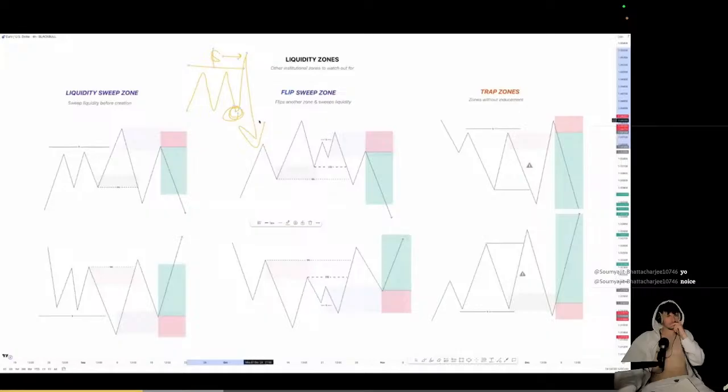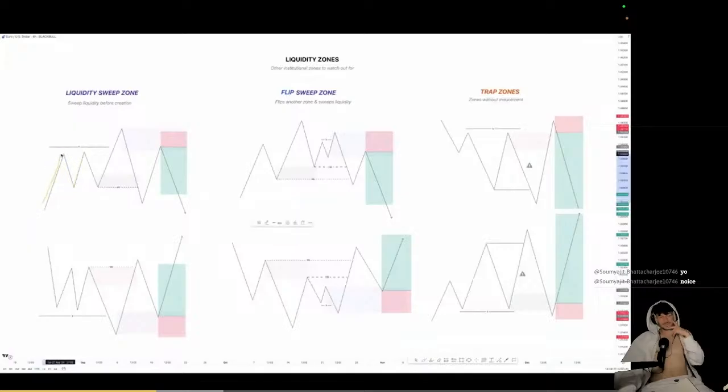Alright, now you're up with that basic knowledge. Let's talk about these zones, these liquidity zones. Now, the first one I want to go through is the liquidity sweep zone. Now, a liquidity sweep zone is basically a point of interest that swept liquidity before it was created. So in this case right here, price pushes up in an uptrend, right, and then it starts going down, alright, and then price goes up again, and it fails to break past the previous high.